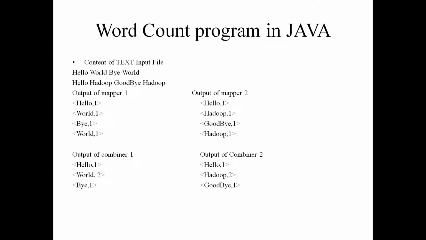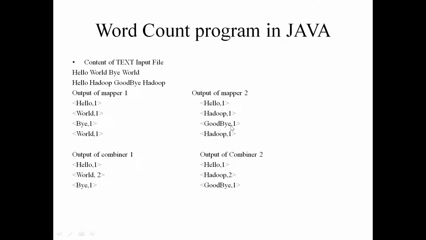The data you can see here is: hello world, bye world, hello Hadoop, goodbye Hadoop. The mapper will take key and value pairs. Your key is hello and the value is 1. It will divide the given data. For example, consider mapper 1 data is hello world, bye world. Mapper 1 will divide the data into key and value pairs: hello comma 1, world comma 1, bye comma 1, world comma 1. Similarly, the output of mapper 2 will be like this.